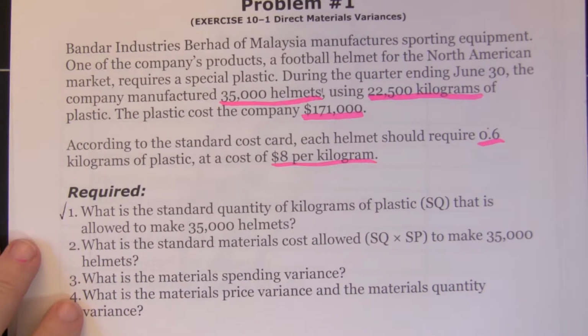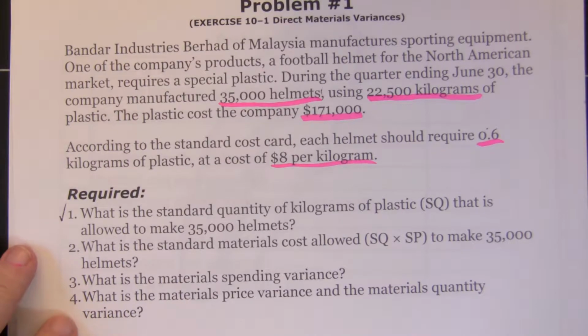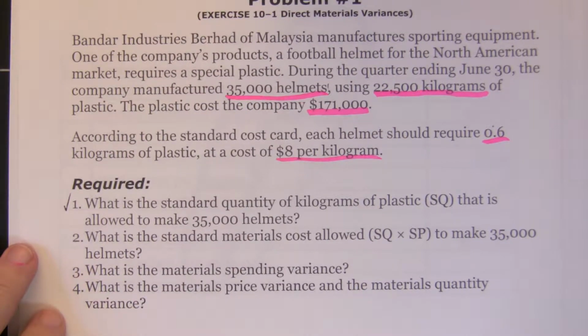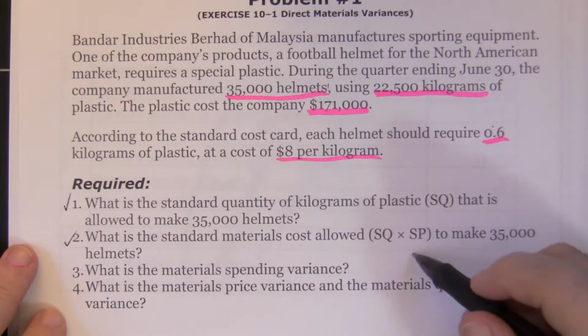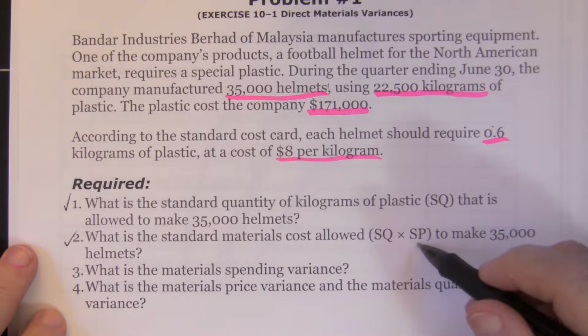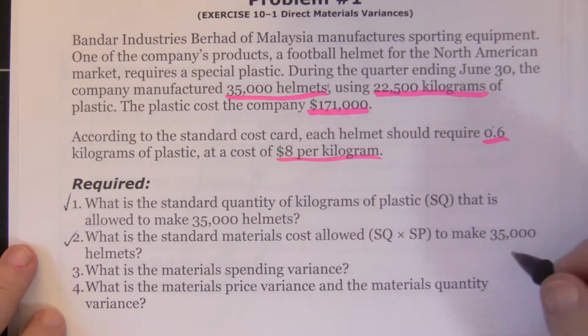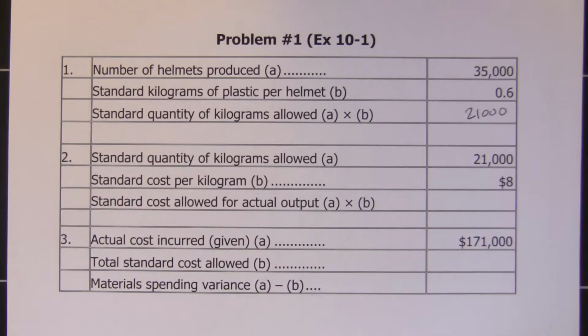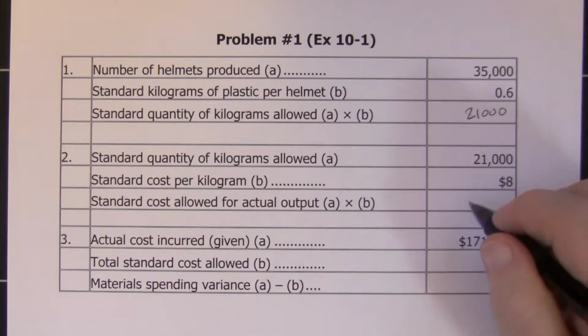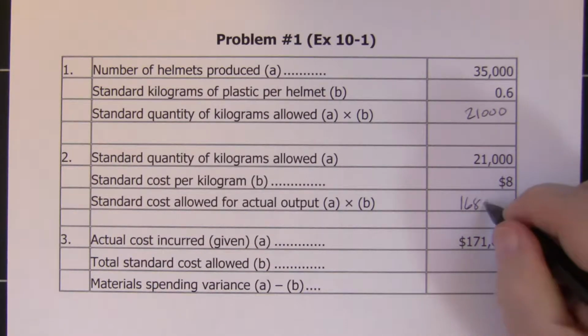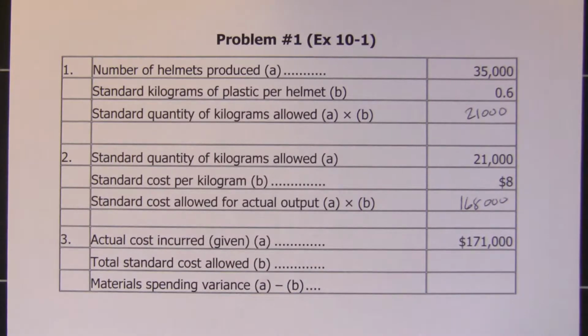So we did that one. What is the standard materials cost? How much are we allowed to spend? Well, we just figured out the standard quantity. Now we have to figure out the standard price, and the standard price is $8 per kilo. So $8 times 21,000 kilograms is 168,000.